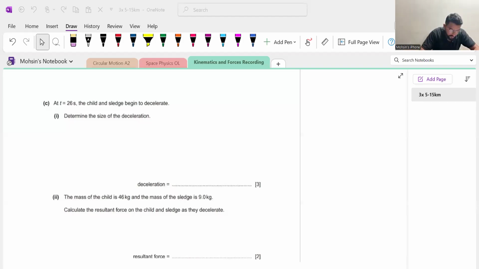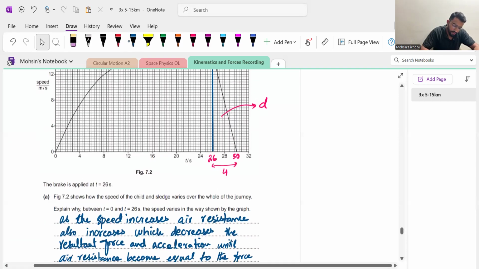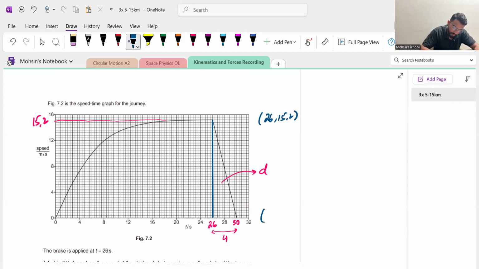At 26 seconds, the child and sledge begin to decelerate. Determine the size of deceleration. Obviously, it's a straight line and the deceleration is constant. We need to find the gradient because the gradient of a speed time graph gives us acceleration, and the gradient here will be negative. Negative will be deceleration here. So delta y over delta x. For deceleration, the points are 26 comma 15.2, and here the points are 30 comma 0.